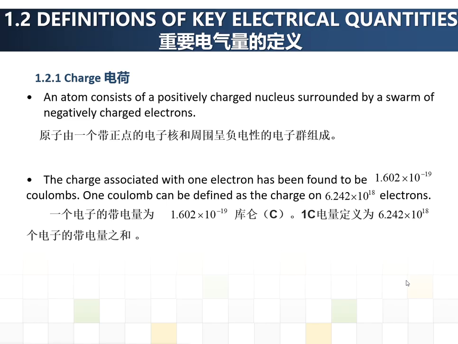Now let's learn Section 1.2, Definition of Key Electrical Quantities. An atom consists of a positively charged nucleus surrounded by a swarm of negatively charged electrons. The charge associated with one electron has been found to be 1.602 multiplied 10⁻⁹ coulombs. 1 coulomb can be defined as the charge on 6.242 multiplied 10⁻18 electrons.